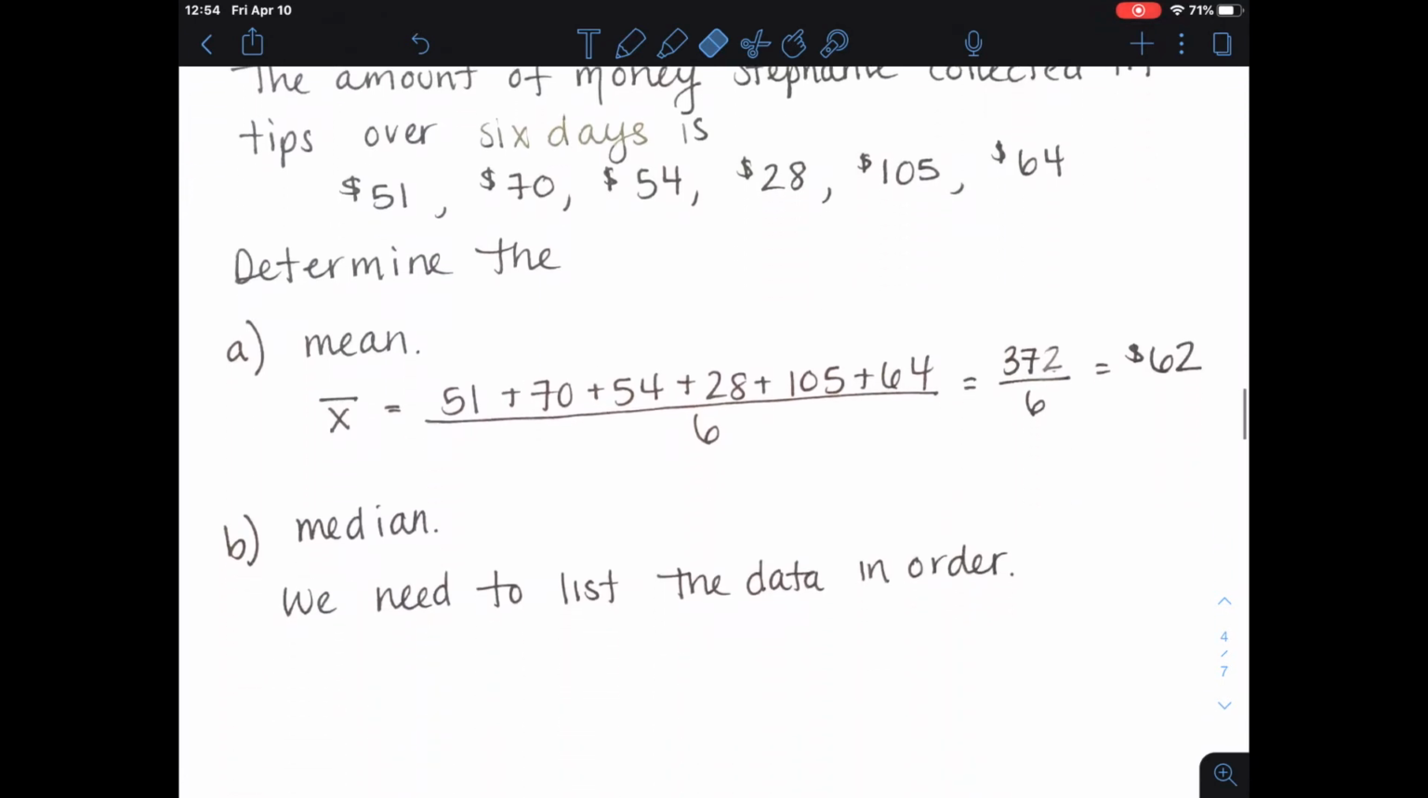Okay. To find the median, we've got to list everything in order. So what I'm going to do is use this original data. My lowest value is 28, so I'm going to start with that. We'll put a 28 at the beginning. My next smallest value is going to be 51. So 51 comes after. Then it's 54, 64, 70, and finally the last value is 105.